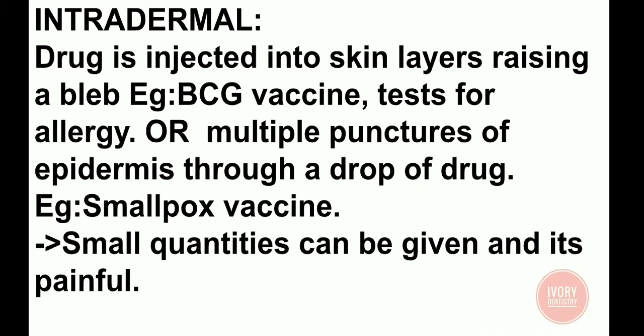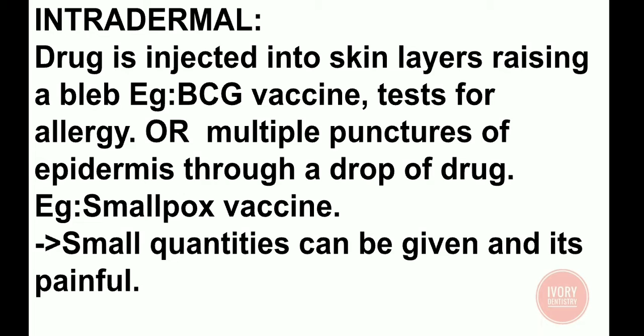As I said before, parenteral route includes different routes of drug administration. The first one is intradermal. The drug is injected into skin layers, raising a bulb. Bulb means a blister or a bubble on the skin. Example, BCG vaccine. BCG vaccine is given in infants. We can see a bubble on their skin.